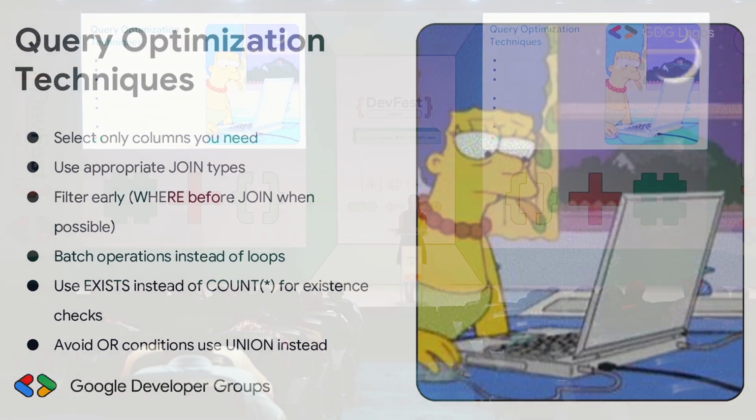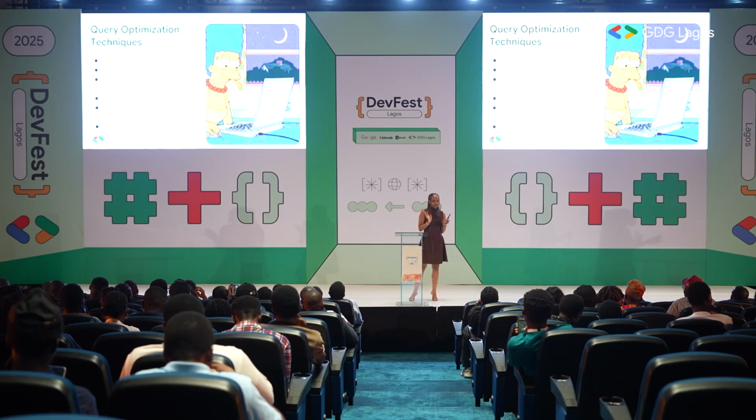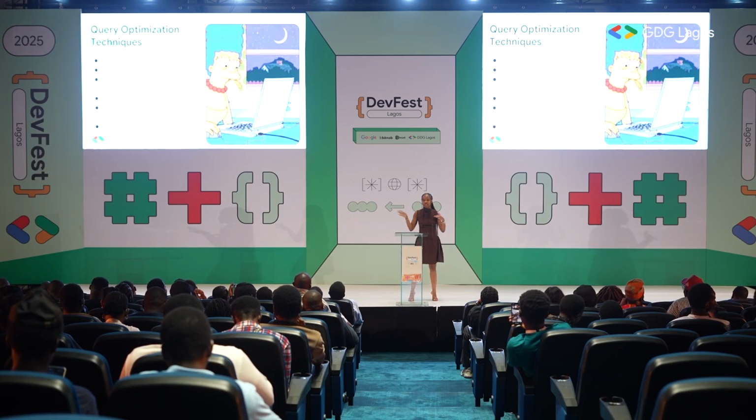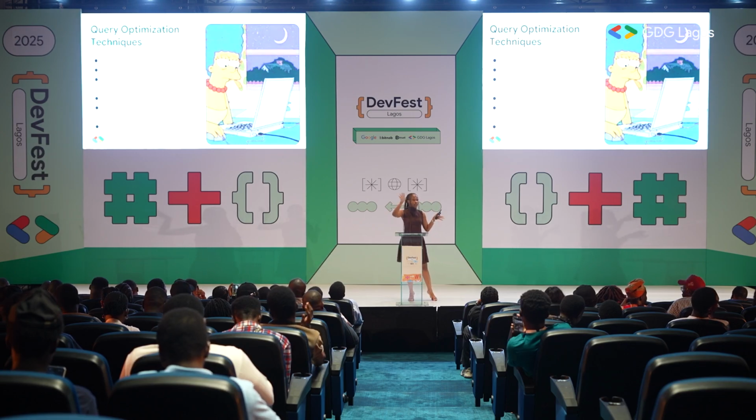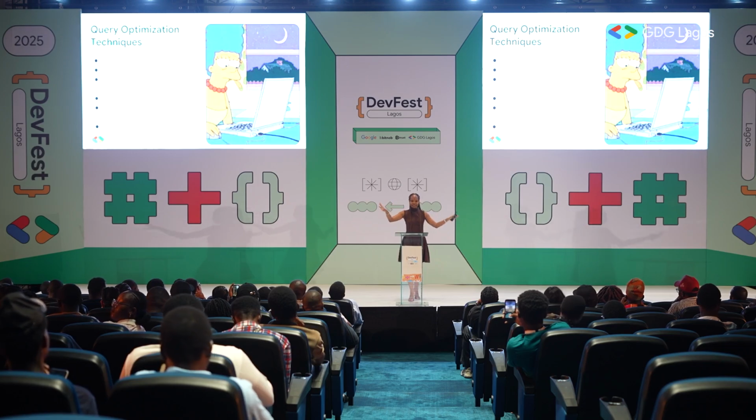So what are the common query optimization techniques? Like I said, only select columns you need, use appropriate join types. If it's left join, right join, inner join. Does anyone know what the normal one is? Anyone? Thank you, thank you.